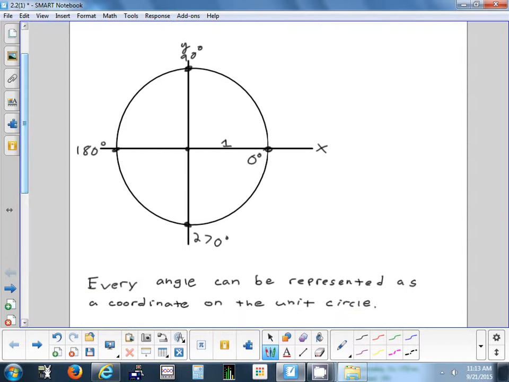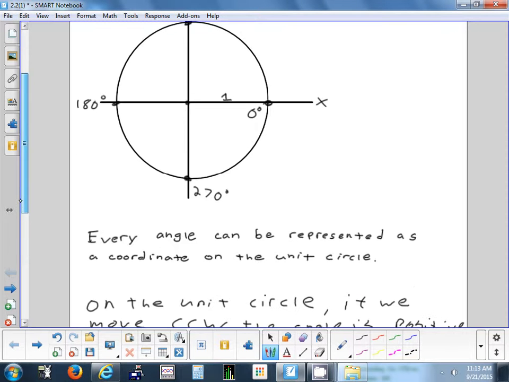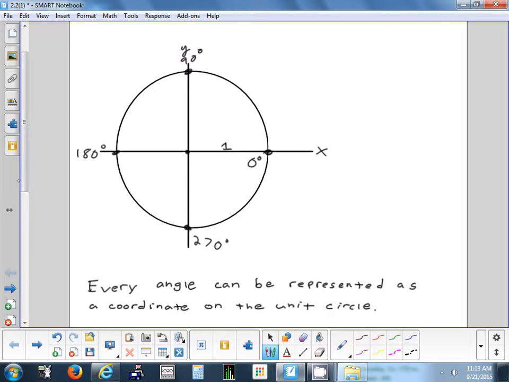And then every angle that you can think of can somehow be represented as a coordinate. So that's the whole key with unit circle trig. You've got to take an angle and represent it as a location, a coordinate on this circle. So let's try to do that for some of the coordinates we have here.